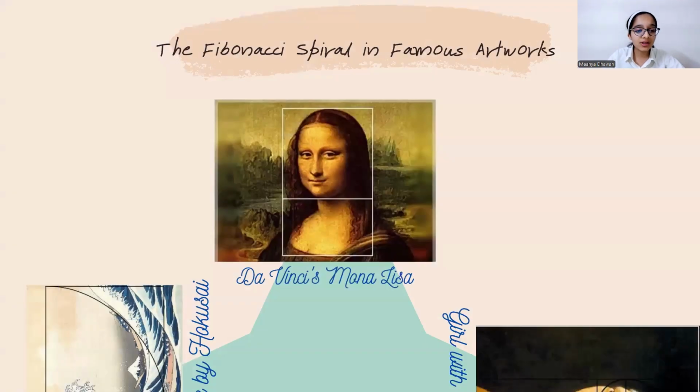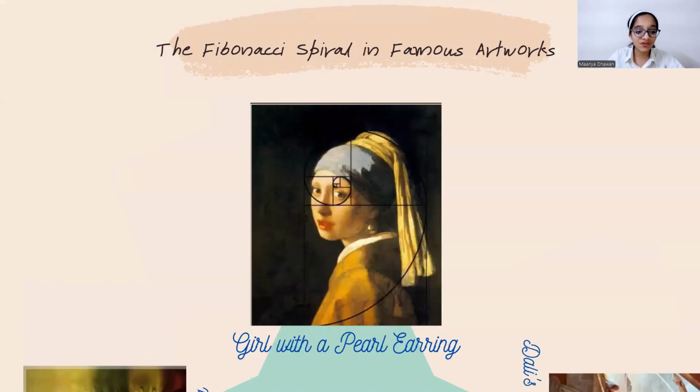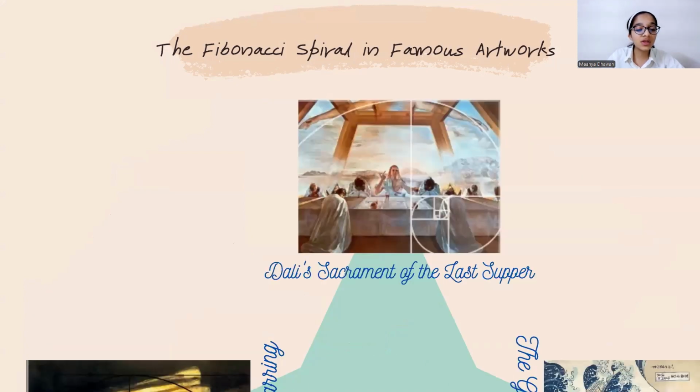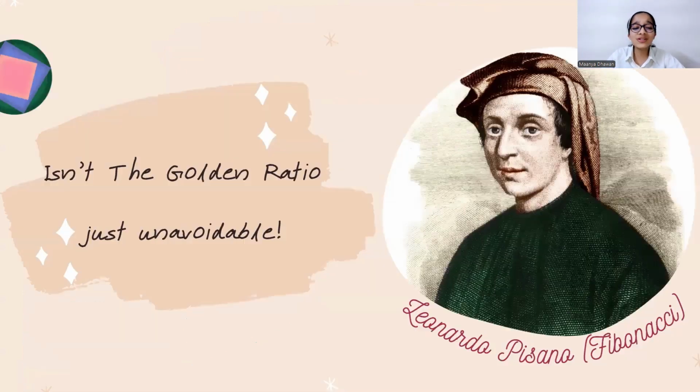The Fibonacci spiral can even be seen in many famous artworks, like Da Vinci's legendary Mona Lisa, The Girl with the Pearl Earring by Vermeer, Dali's Sacrament of the Last Supper, and The Great Wave by Hokusai, to name a few. Isn't the golden ratio just unavoidable?